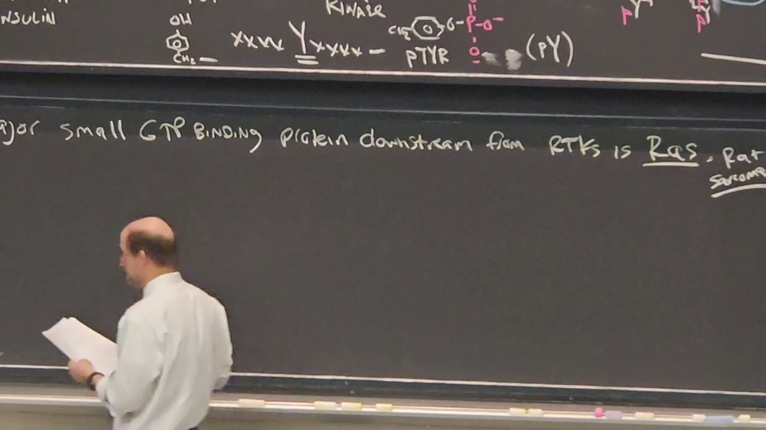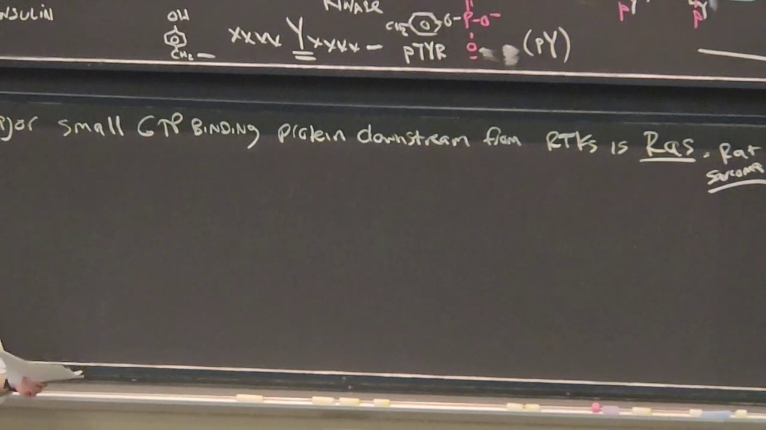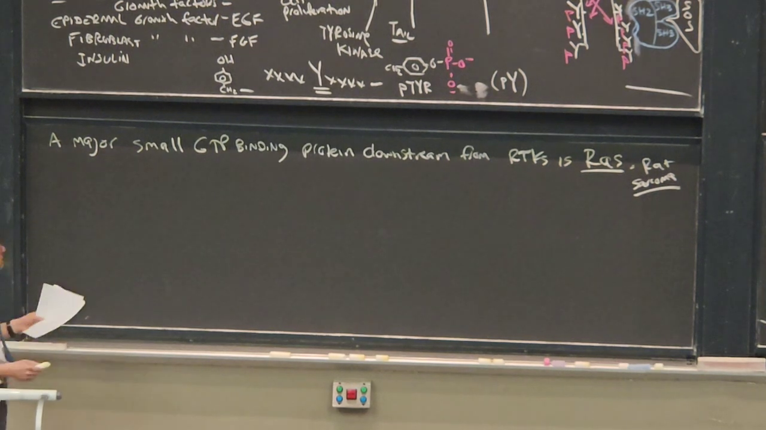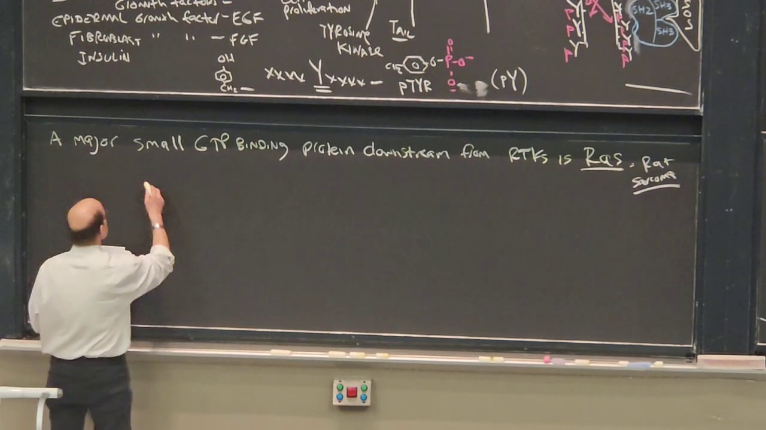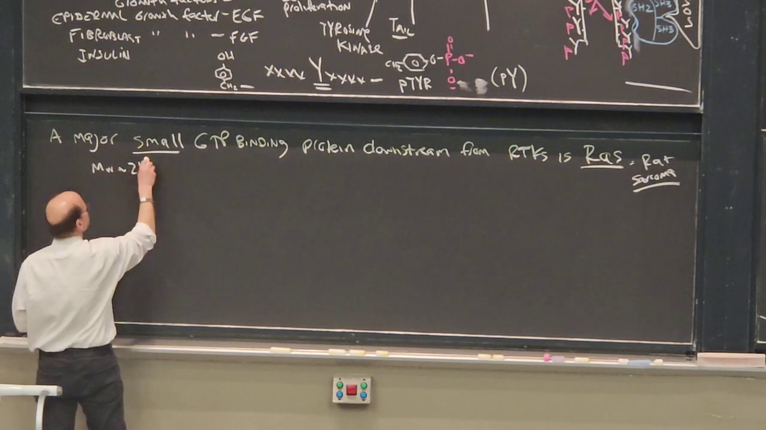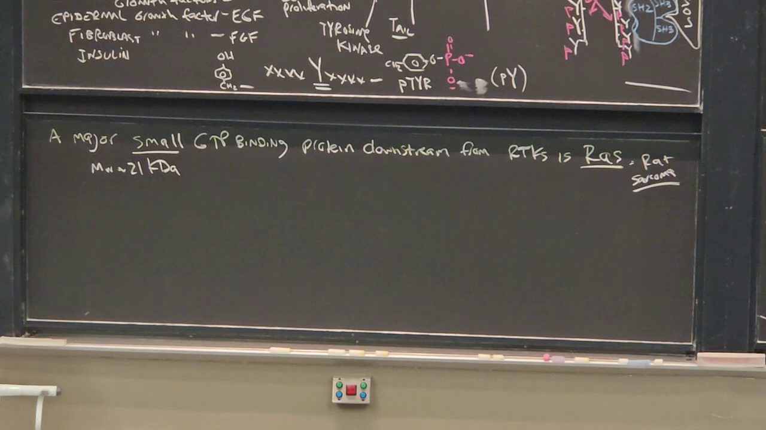Now, importantly, this is different than those heterotrimeric G proteins we talked about. It's not like GS, it's not like GI, it's not like GQ. It's different because first it's small. Its molecular weight is only about 21 kilodaltons. Pretty small. Remember I told you the GS alpha subunit was 45 kilodaltons, the beta subunit was 35, and the gamma subunit was 7. This is only 21 kilodaltons.